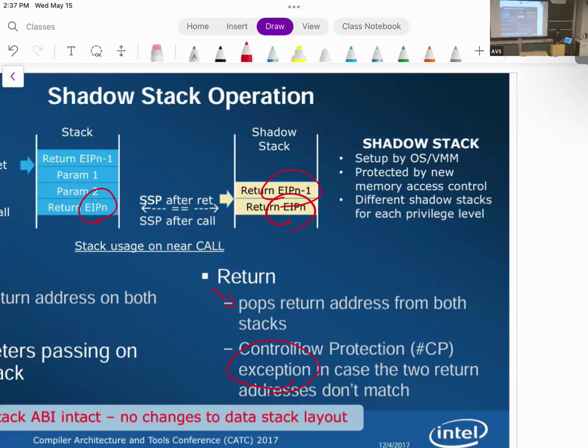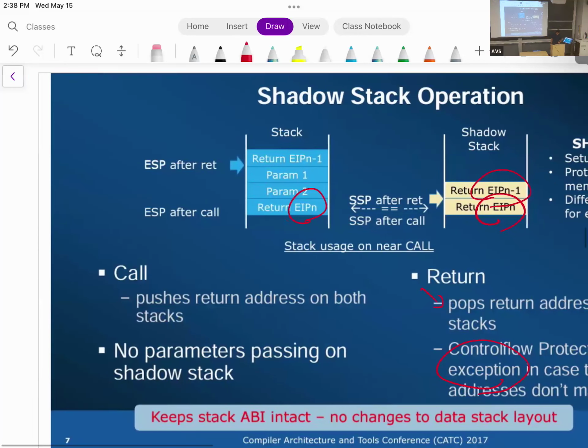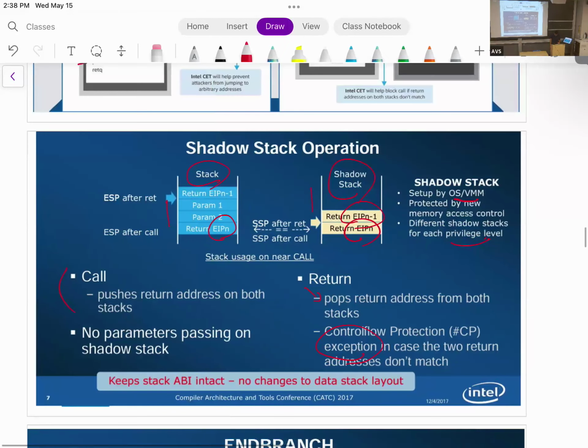Interesting thing is that usually for different virtual machines or OS processes, there is a different shadow stack. We want to have process isolation capabilities for different processes. And then on a call, all we need to do is push the return address both on the regular stack and on the shadow stack. There's no parameter passing on the shadow stack. That's the major difference between the shadow stack and the regular stack, right?